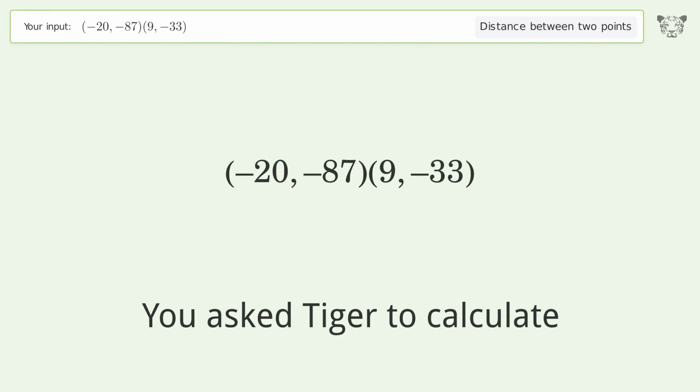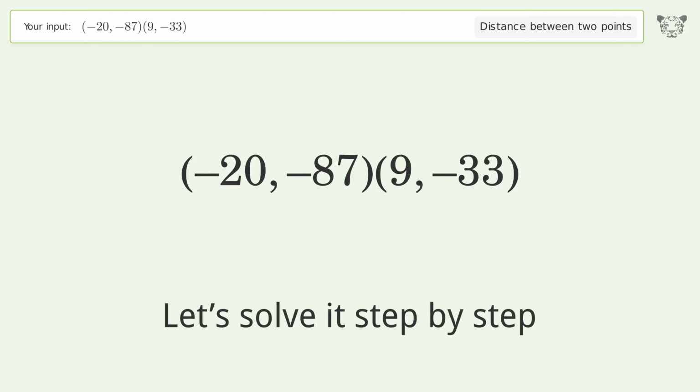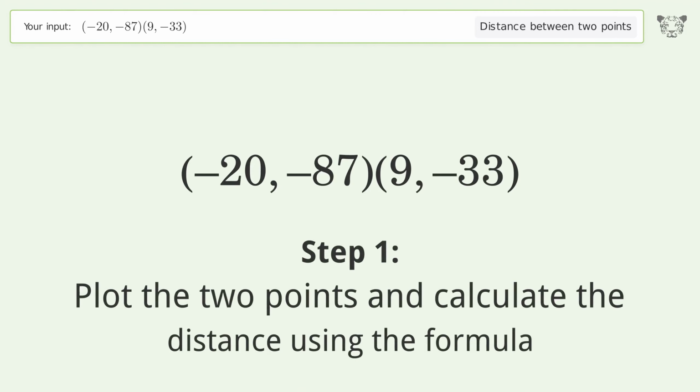You ask Tiger to calculate. This deals with the distance between 2 points. The distance between the 2 points is the square root of 3757, or 61.294. Let's solve it step by step. Plot the 2 points and calculate the distance using the formula.